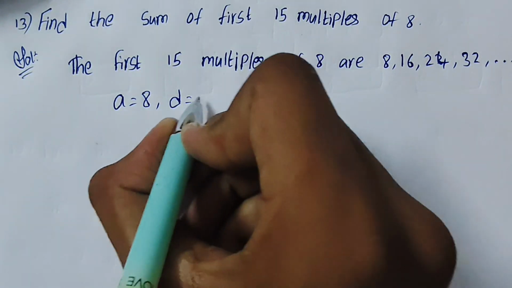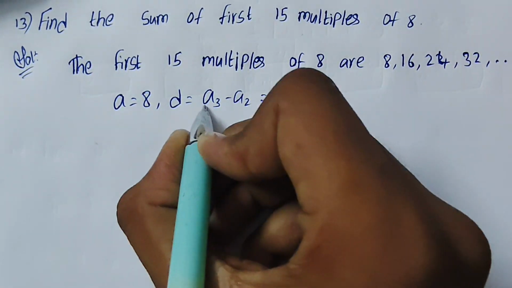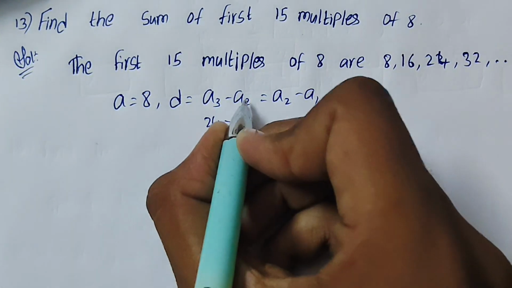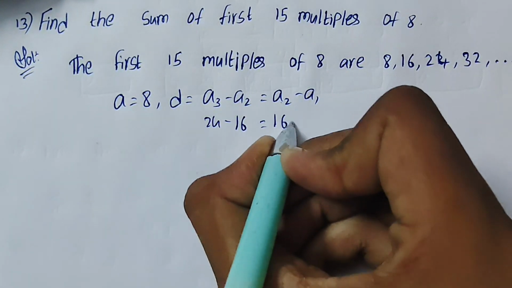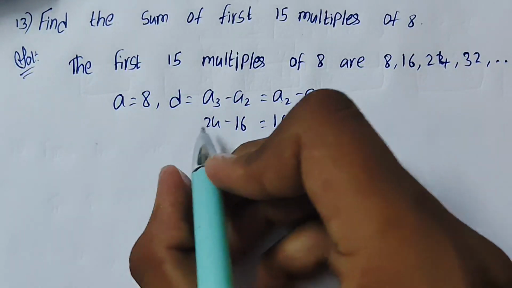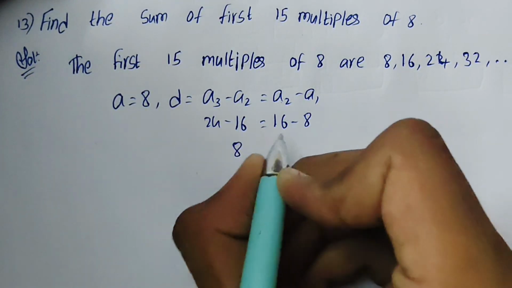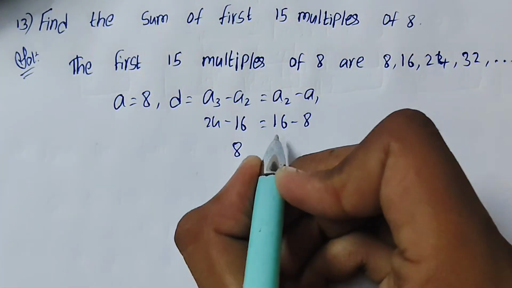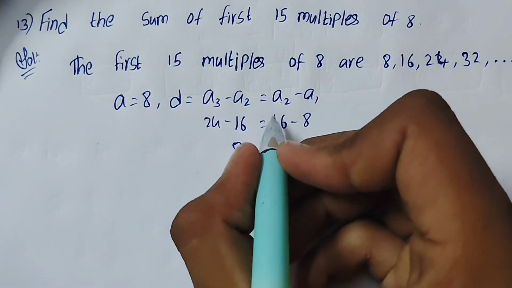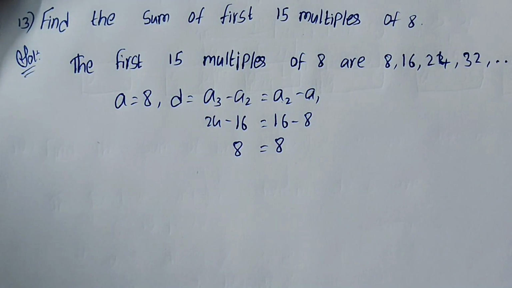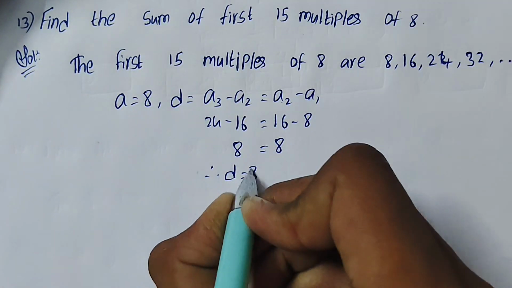Now d will be a3 minus a2 which should be equal to a2 minus a1. The value of a3 is 24 minus the value of a2 is 16, which should be equal to the value of a2 is 16 minus the value of a1 is 8. So 24 minus 16 is 8, and at the same time 16 minus 8 is also 8. So both are equal. a3 minus a2 is equal to a2 minus a1. Therefore, the value of d is 8.